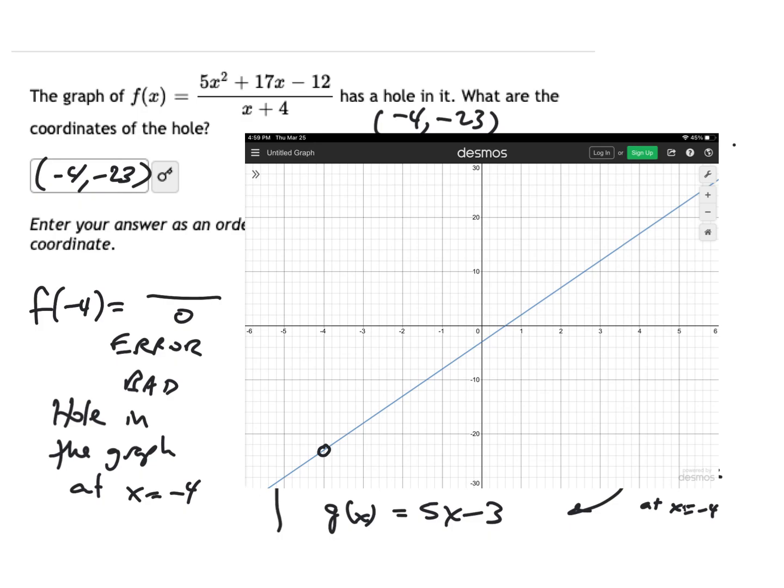The equation, I'll just write it down again. So the equation g of x equals 5x minus 3 is the equation of that line. We know other ways to figure out equations of lines, but we could verify that's what that is. And so the point right here has coordinates -4, -23. So those are the coordinates of the hole in the graph of f.